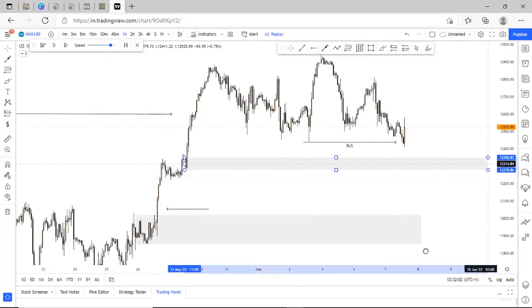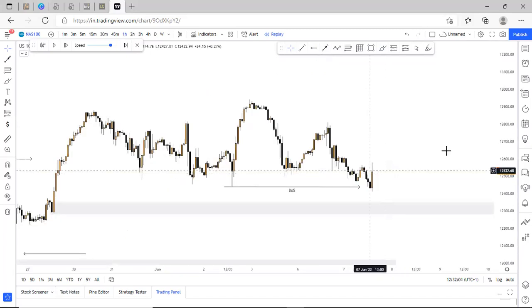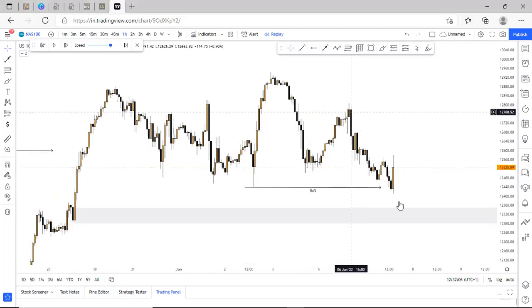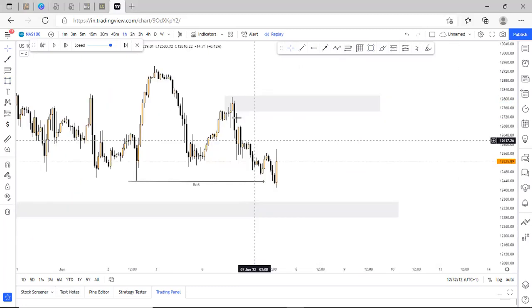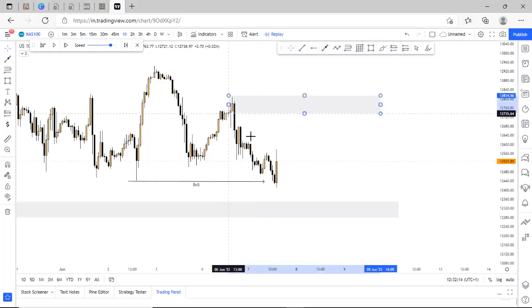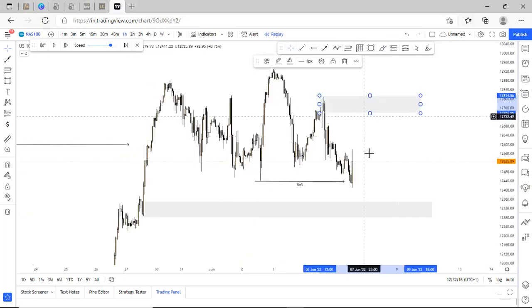Okay, so as you can see, market started pushing back up, and when market dropped right here, market left behind this supply zone right here. Market left behind this supply zone. So I was watching this zone for a possible sell entry.